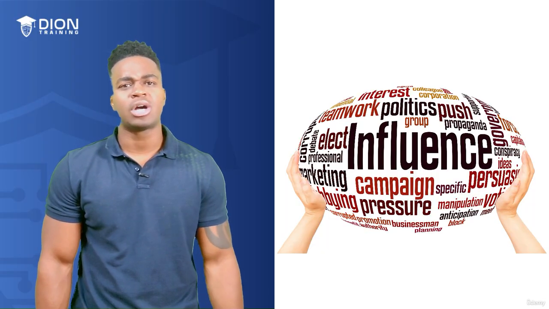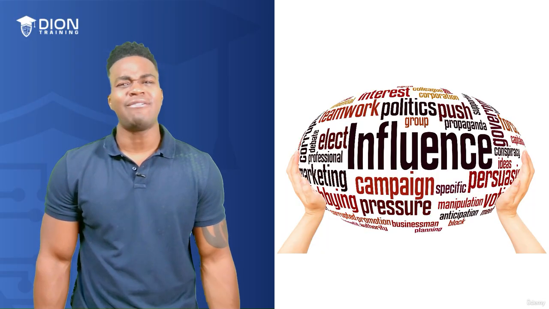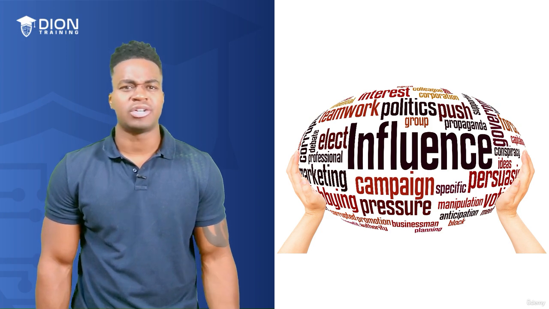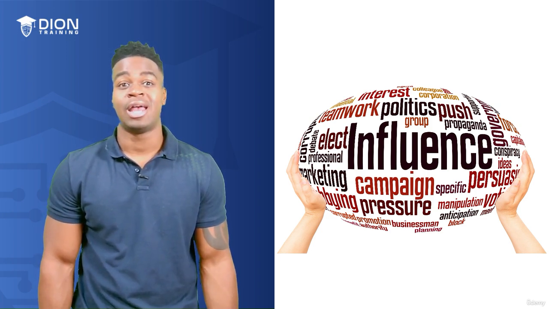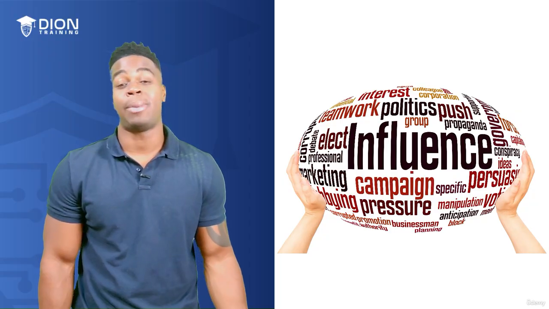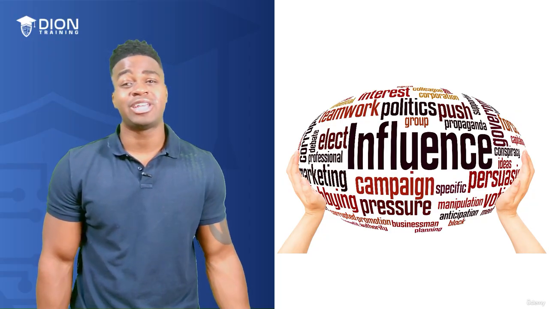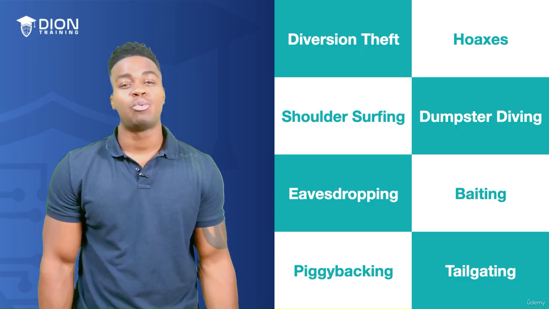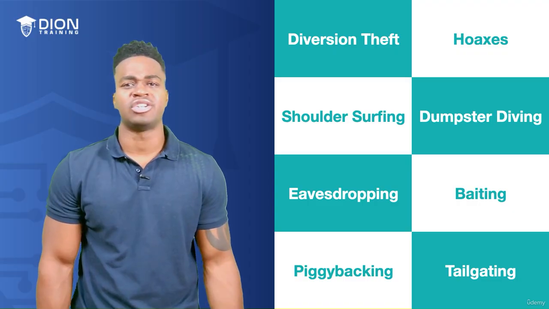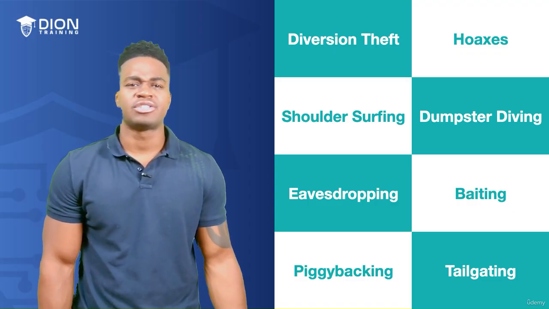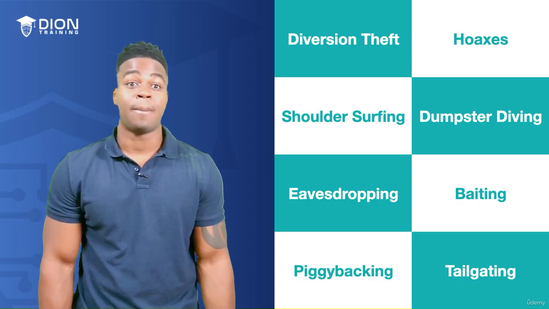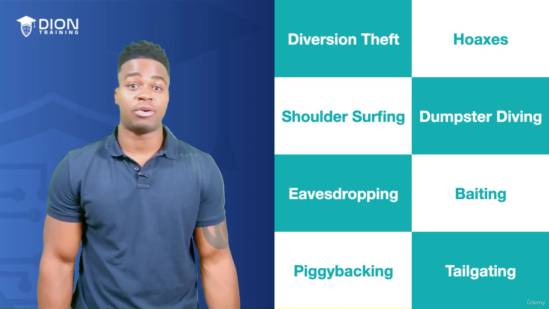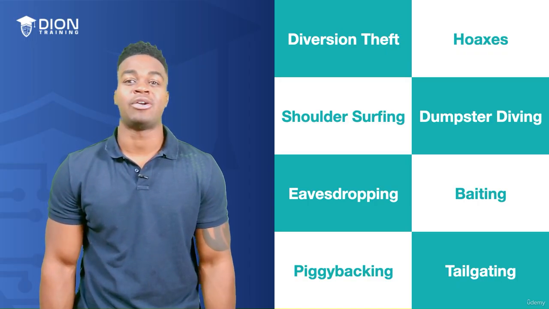After that, we'll cover influence campaigns. Influence campaigns are a form of social engineering and psychological attack that is used to spread misinformation and disinformation that can potentially have an effect on politics, economics, and other key areas of our lives. Next, we'll cover some of the other various social engineering attacks out there, such as diversion theft, hoaxes, shoulder surfing, dumpster diving, eavesdropping, baiting, piggybacking, and tailgating, just to make sure you're well prepared to counter any of those attack vectors.